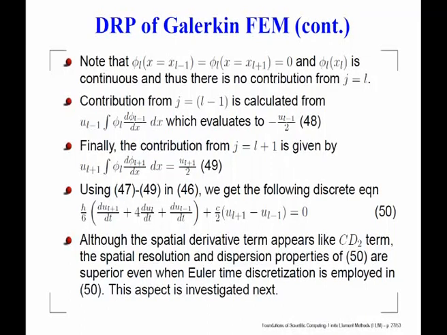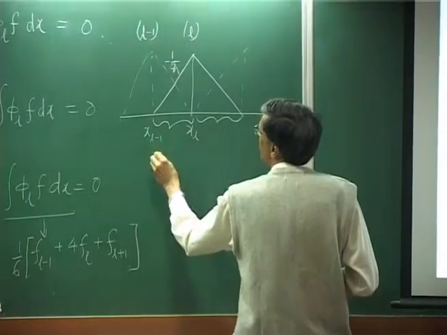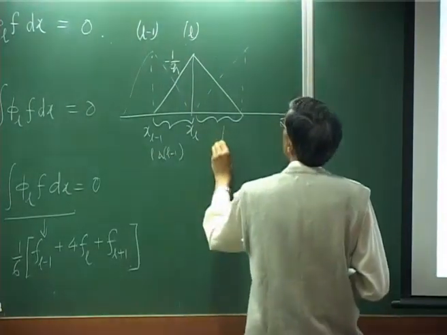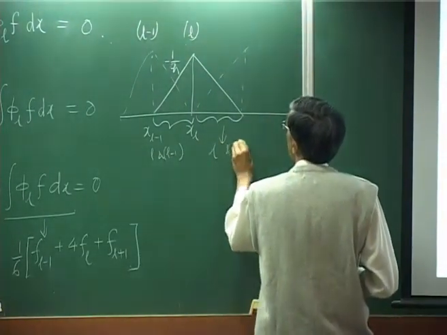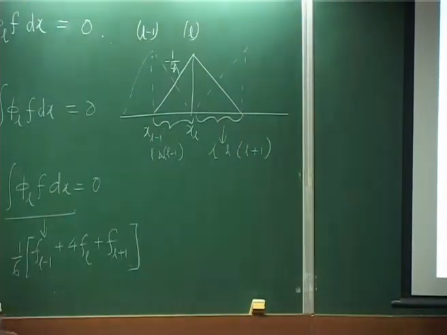The same way you can find out the contribution coming from the L plus 1th node. So, that would be this part. So, I am talking about the interaction that will come from this. So, this is the interaction between L and L minus 1, and this one would be L and L plus 1. That is what we are going to get, and that would give us UL plus 1 by 2.